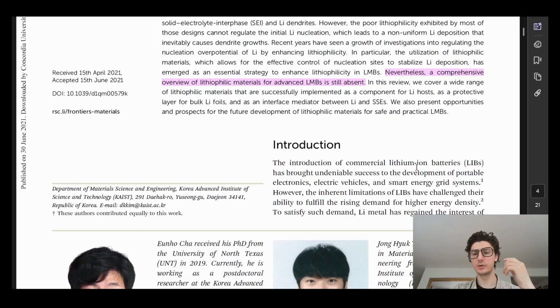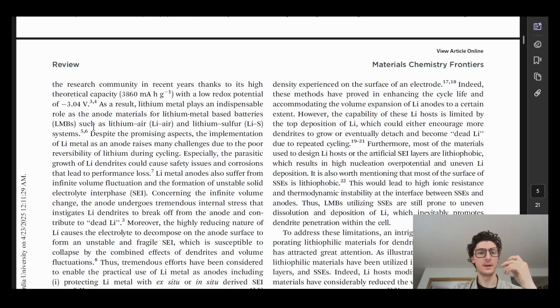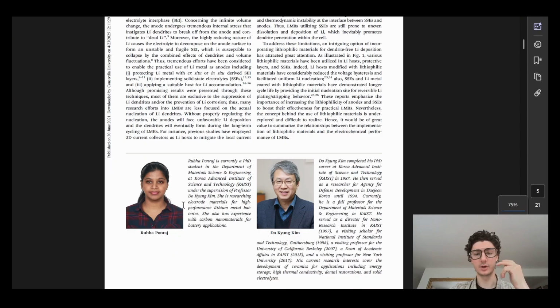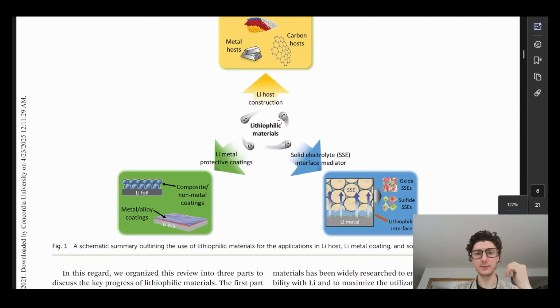The introduction of commercial lithium-ion batteries has brought undeniable classic introduction. Some of the authors over here. I'm not going to look at the introduction too much, although it is very important. I kind of want to get the essence of what the article is talking about. Some more authors here, very cool. Let's take a look at this picture.